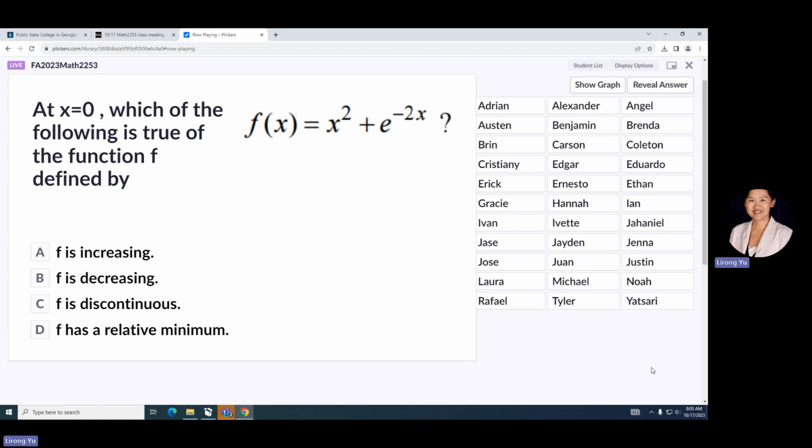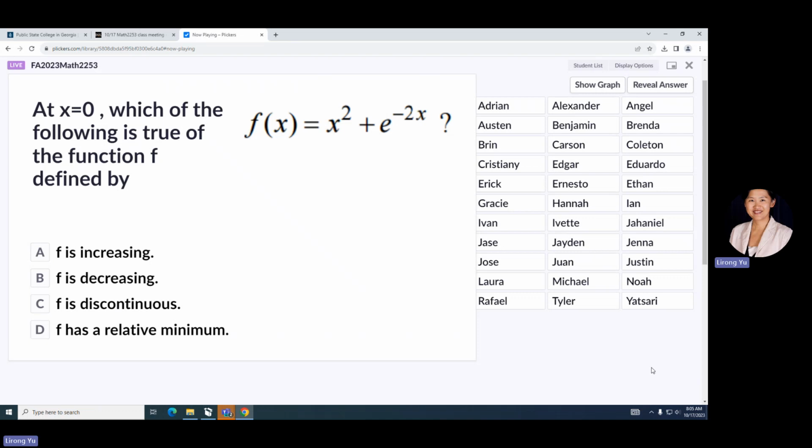So in chapter 3, we basically try to use the derivative to understand the behavior of the function. Here, this is a function. We want to know the behavior of the function at x equal to 0, so it's a local look at how the function works around x equal to 0. There are a couple of choices. We want to know at x equal to 0 is the function increasing or decreasing.